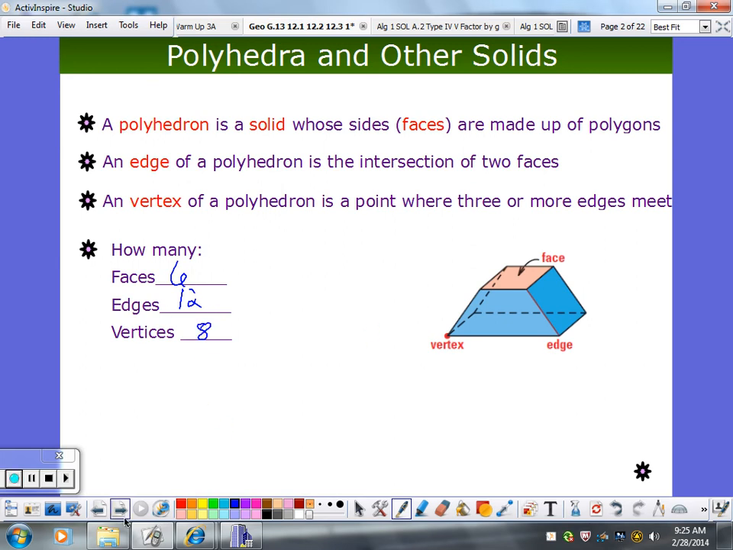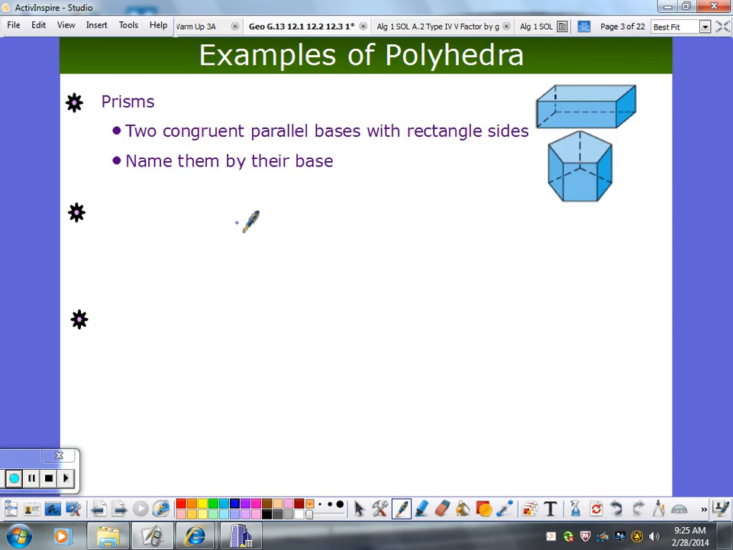So that's what new words. All right. So examples of polyhedra. So we're going to learn about prisms. Prisms are when you take 2 polygons that are congruent and you kind of just stretch them apart. So if you had a nice rectangle shape, you just pulled it up. That is a prism. Here I have a pentagon on the bottom. If I just pulled it up and stretched it out, now I have a prism with polygon bases.